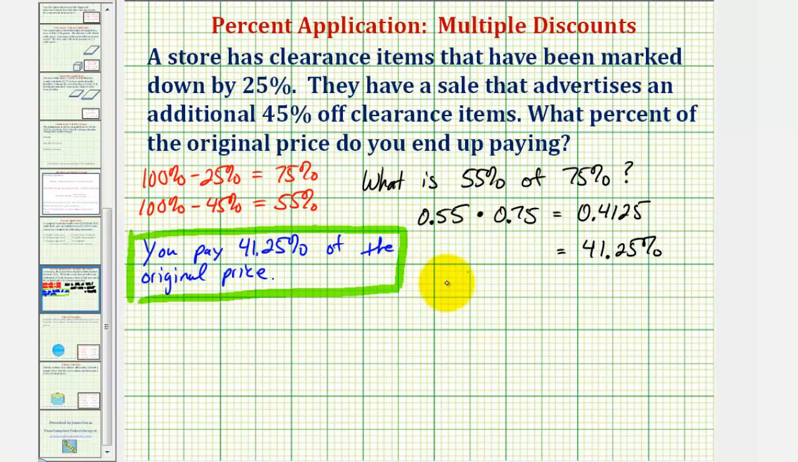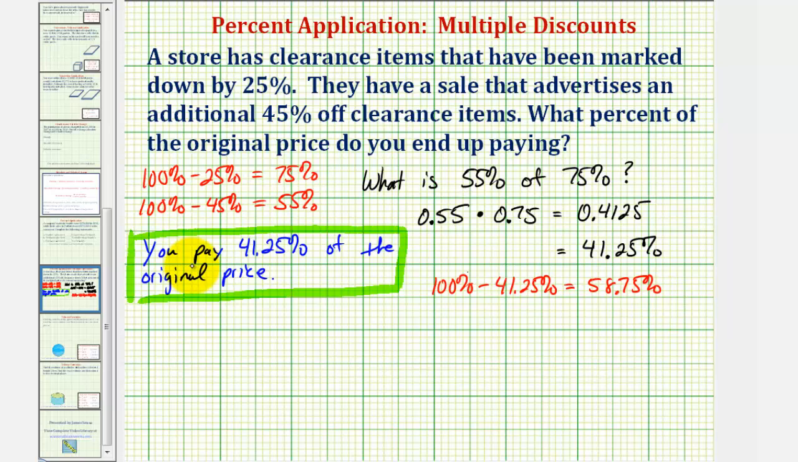Notice how if we take 100% and subtract 41.25%, we actually get 58.75%, which ends up being the discount percentage after these 2 discounts. So notice how the discount is not 70%, it's actually 58.75%.